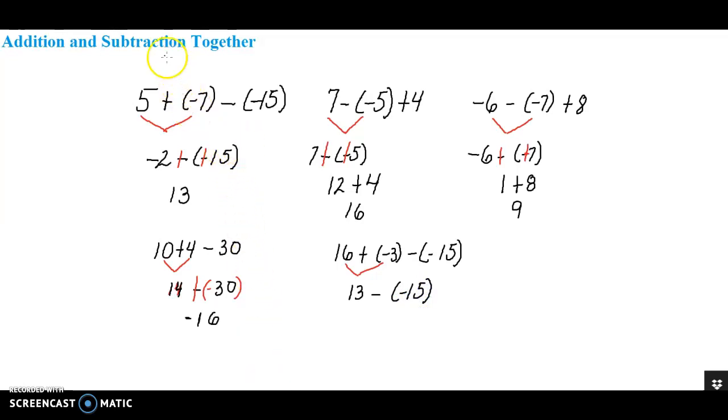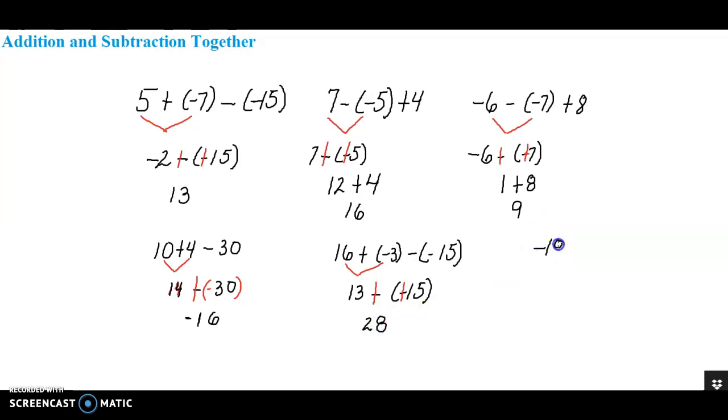That rule tells me to change this to an addition. Take the opposite of this one, the 15. And so now we're looking at 13 plus a positive 15, which gives me 28. Okay.